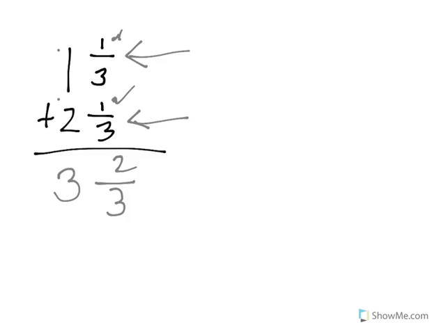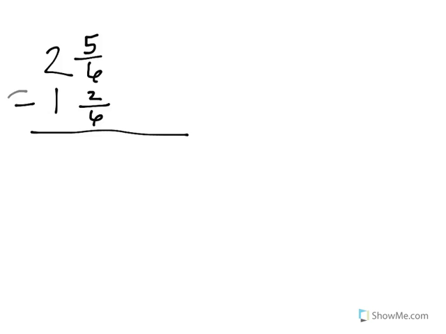Let's look at this one. And notice that this is a subtraction problem. So I'm going to start by writing my denominator because I know that my denominator exactly stays the same. Then I'm going to take my numerators, 5 and 2, and I'm going to subtract them. 5 minus 2 is 3. So I have 3/6. Then I'm going to do 2 minus 1. 2 minus 1 would be 1. So my mixed number would be 1 3/6.